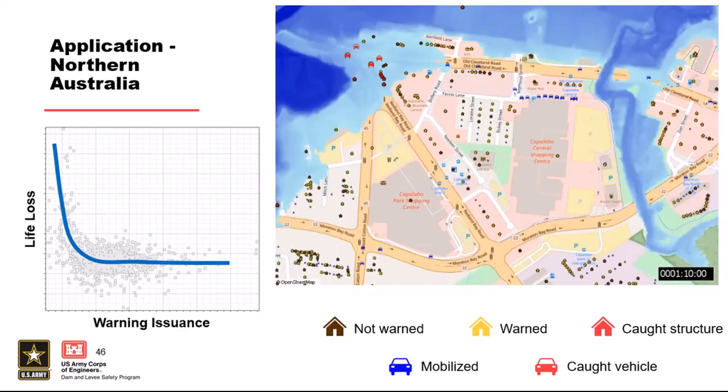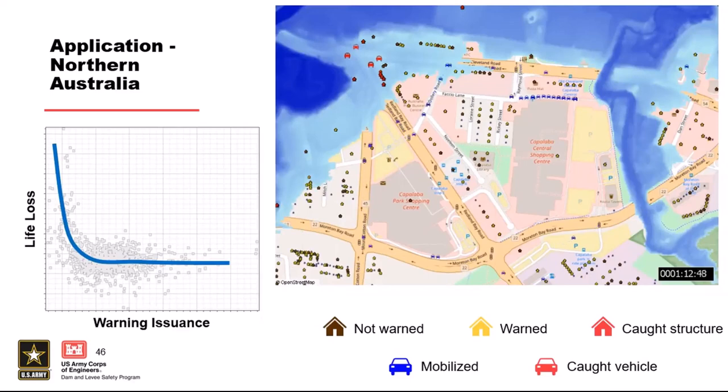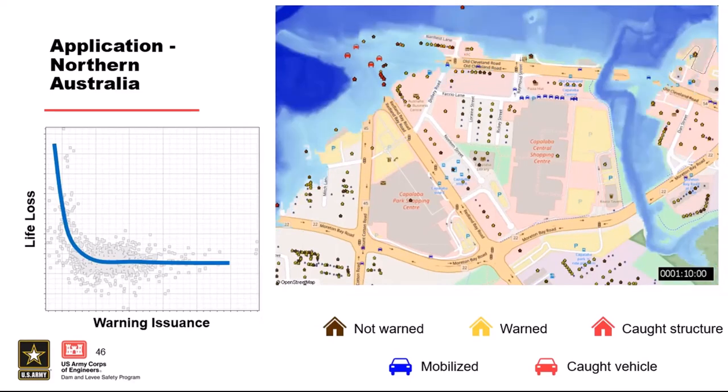You would think as warning goes out later and later, life loss would go up because you have less warning time. Well, what was happening in their simulation is you have this huge shopping center with about 1,000 people in it. All these people are evacuating north out of the shopping center and eventually getting caught on the road and then trapped in these high-risk situations right here, causing life loss.